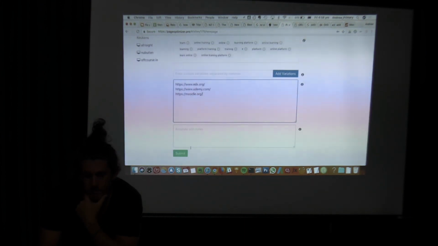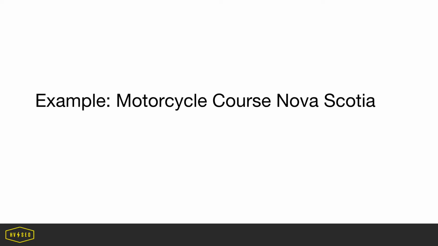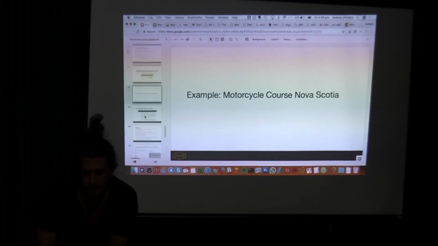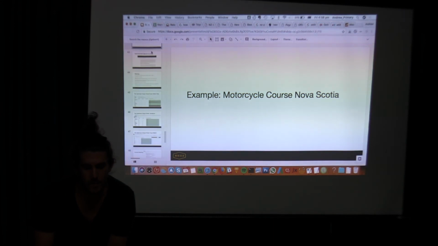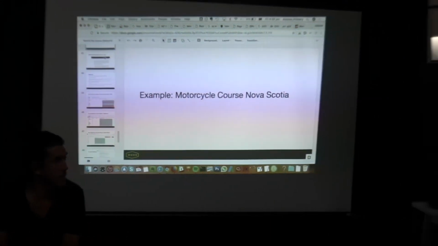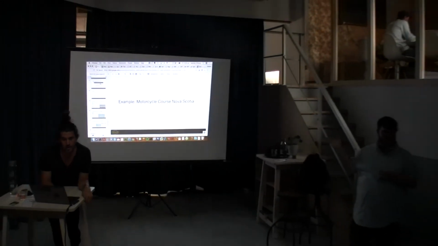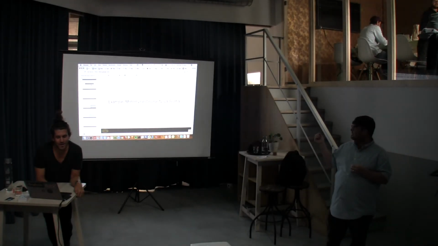Okay. So we'll run that. And while we're doing that, we'll just take you through an example which we did recently. So this is Motorcycle Course Nova Scotia. We chose that as a keyword because these guys didn't hire us, so we thought, we'll use this as our case study and show them how to rank.